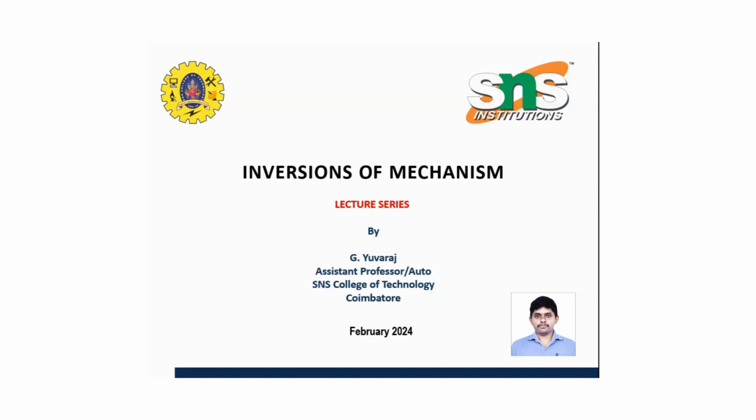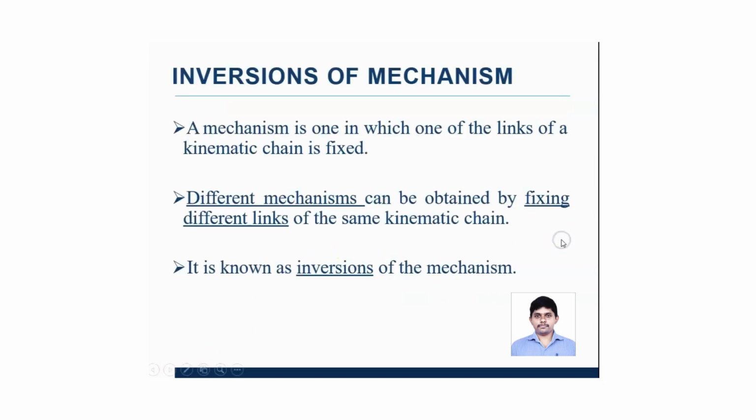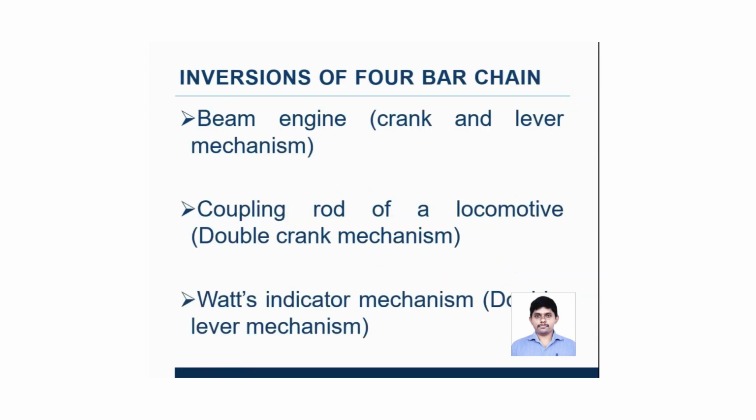So inversion of mechanism is nothing but getting the inversion by fixing different links. Let us take the case of a 4-bar chain. We know that a 4-bar chain has 4 different links. Inversion means if I fix any one of the links in that 4-bar chain, what types of mechanisms are newly found?